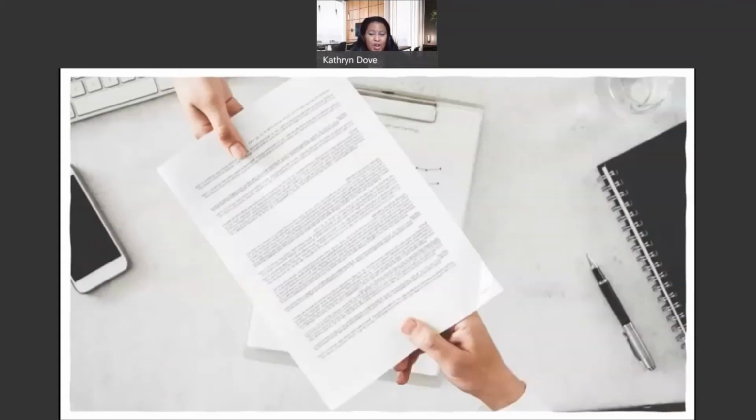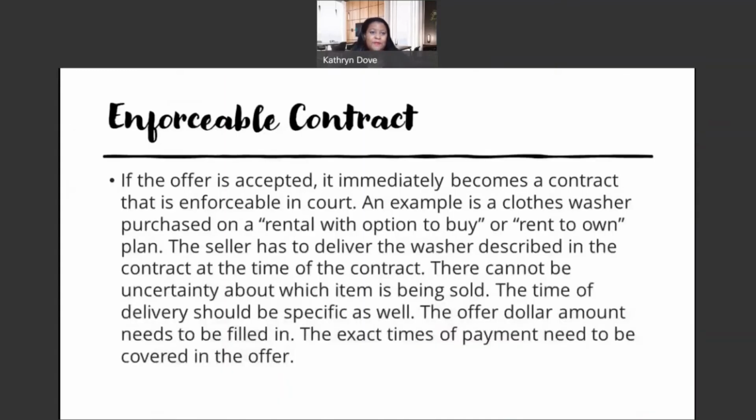And it would certainly help if the terms were in writing. Make it much easier in the event of a breach. Well, what is an enforceable contract? If the offer is accepted, it immediately becomes a contract that's enforceable in a court of law. An example is a clothes washer purchased on a rent with an option to buy or a rent-to-own plan.